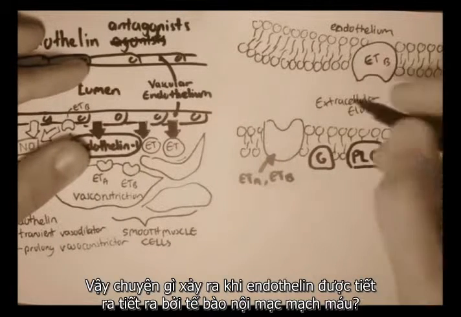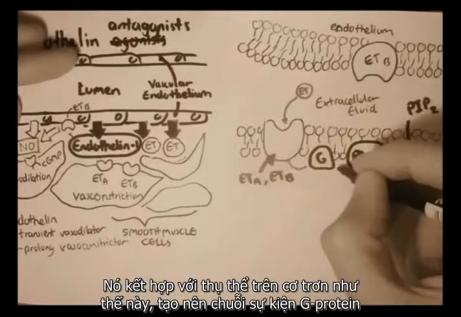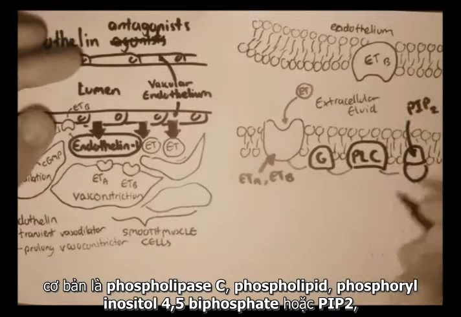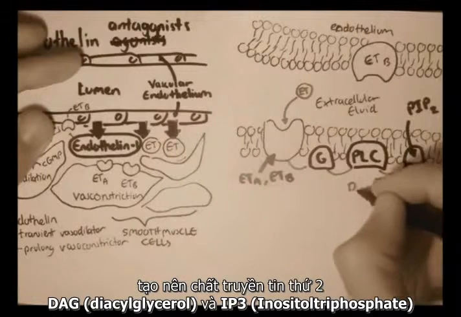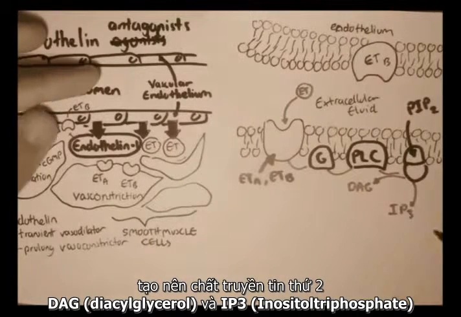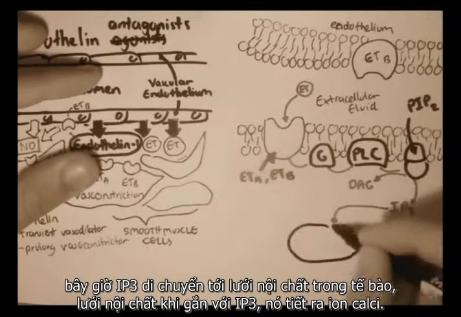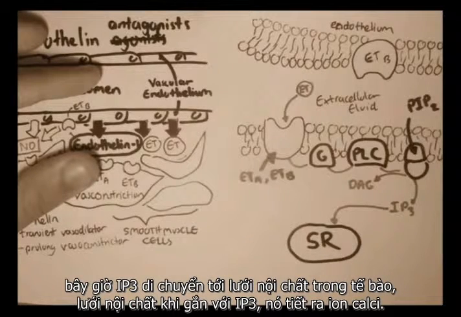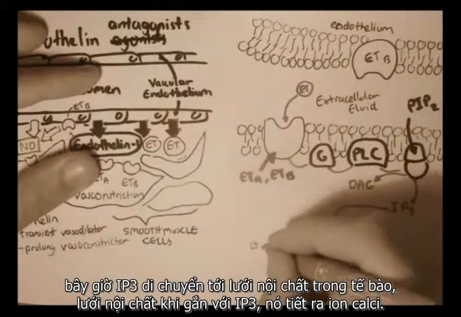So what happens is, when endothelin gets secreted by the vascular endothelium cells, it binds to the receptor on the smooth muscles like this, creating a cascade of G protein events. Basically, phospholipase C cleaves PIP2, making two second messengers, DAG, diacylglycerol, and IP3, inositol triphosphate. Now inositol triphosphate travels to the sarcoplasmic reticulum within the cell. The sarcoplasmic reticulum, when bound with inositol triphosphate, secretes calcium ions.